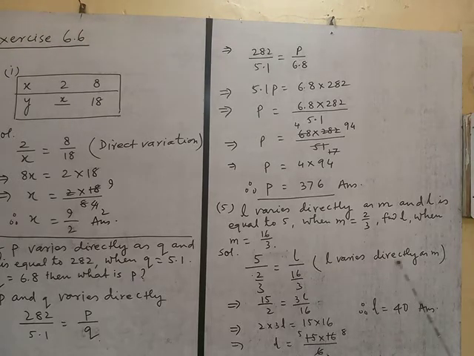L varies directly as M. Now, 15 by 2 is equal to 3L by 16. So 6L is equal to 15 into 16. So L will be how much? 6 will go down here. So L is equal to 40. So this is the answer, L will be 40.